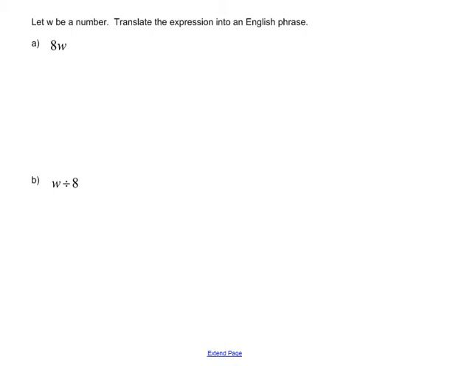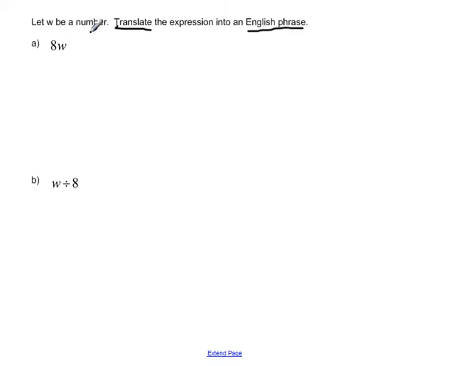Let W be a number. Translate the expression into an English phrase. So here we're doing some more of that kind of backwards translating. So we're going to translate from math into English. So let's see what our first problem is. The first problem just looks like 8W.